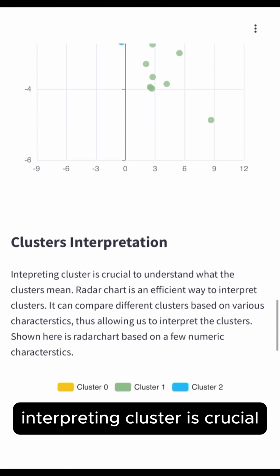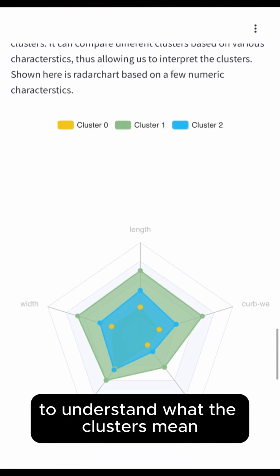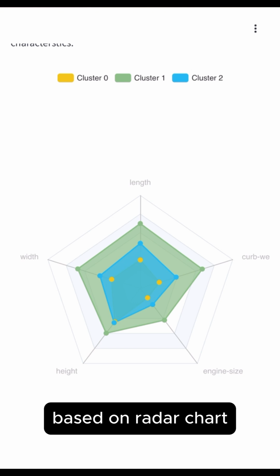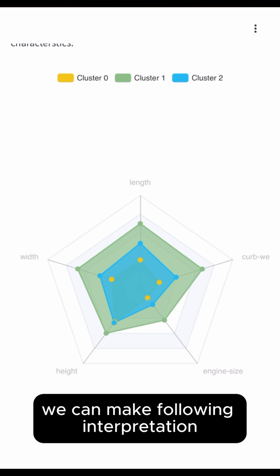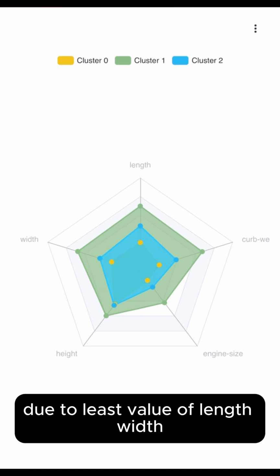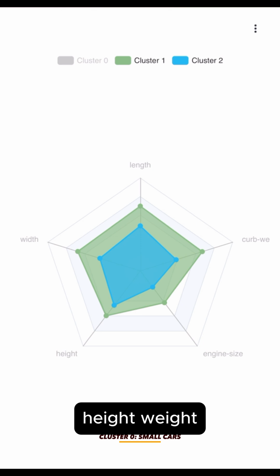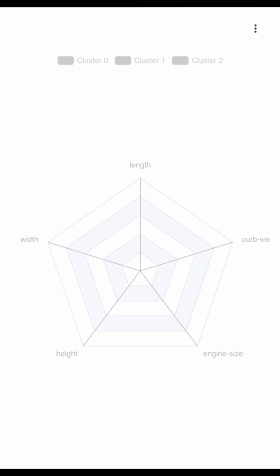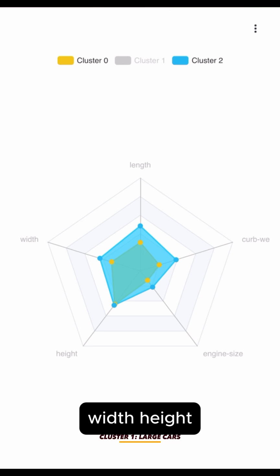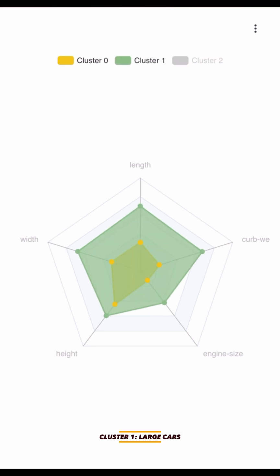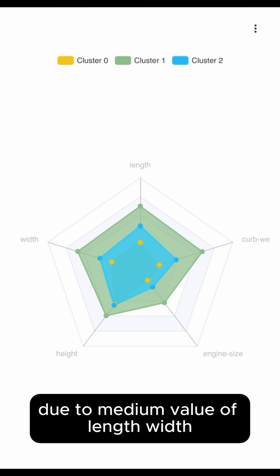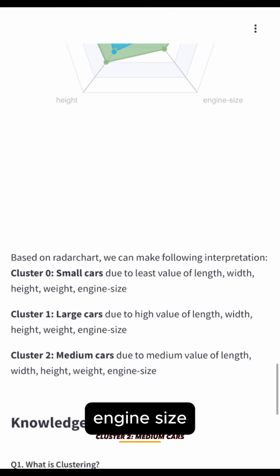Interpreting cluster is crucial to understand what the clusters mean. Radar chart is an efficient way to interpret clusters. Based on radar chart, we can make following interpretation. Cluster 0 is for small cars due to least value of length, width, height, weight, engine size. Cluster 1 is for large cars due to high value of length, width, height, weight, engine size. Cluster 2 is for medium cars due to medium value of length, width, height, weight, engine size.